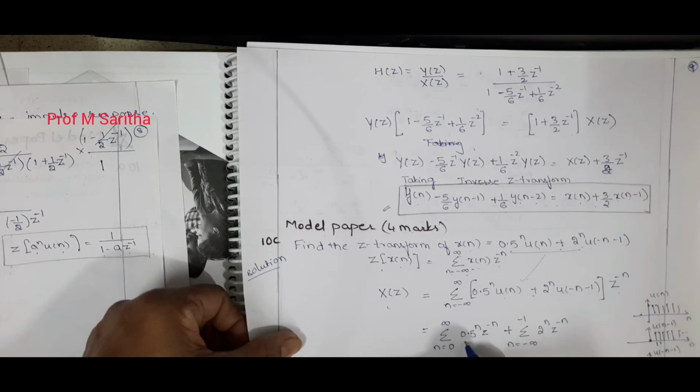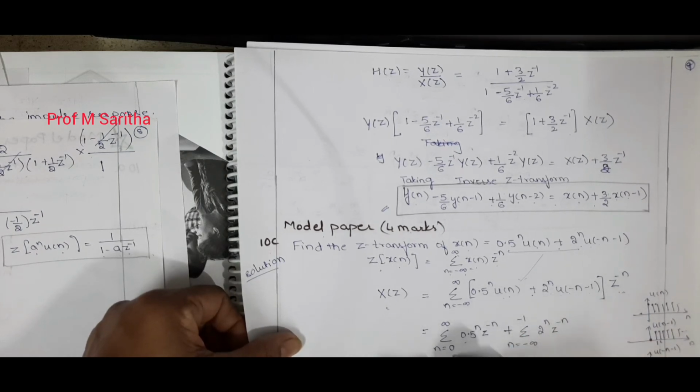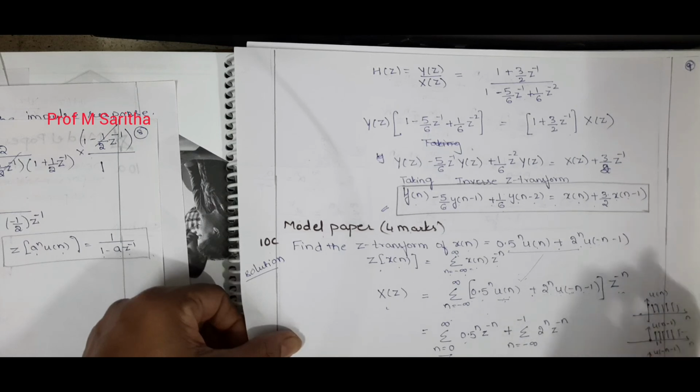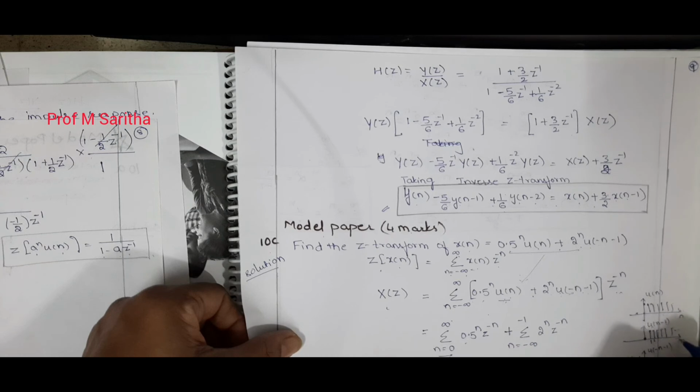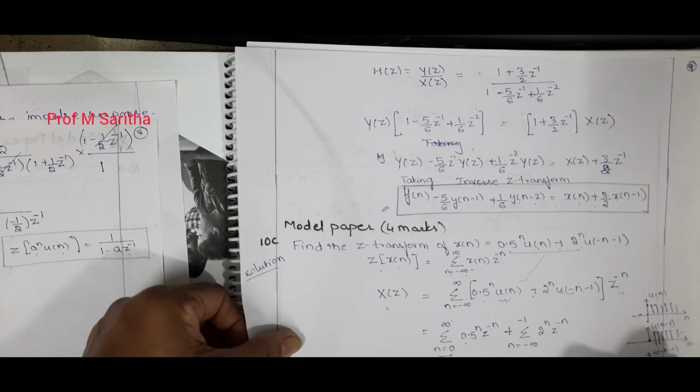Now this (0.5)^n I am multiplying here, and the limits will change since u of n exists from 0 to infinity, and less than 0 it is 0, therefore our limits will change from n equal to 0 to infinity. Now u of minus n minus 1, we'll see how it is. This is u of n which is 1 from 0 to infinity. U of n minus 1 is the shifted version of this signal, from 1 to infinity, and folding this signal gives minus infinity to minus 1. Therefore minus infinity to minus 1, 2^n z raised to minus n.